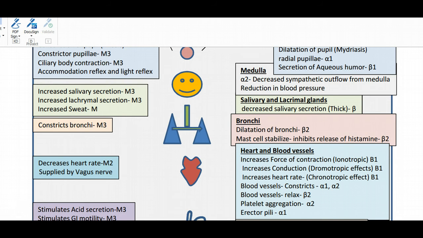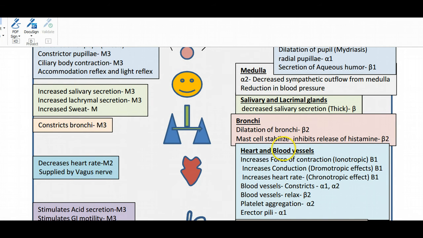Now let's discuss the effects of the autonomic nervous system on the heart. In the heart, the parasympathetic nervous system is mainly mediated by M2 receptors, supplied by the vagus nerve. And here, the parasympathetic nervous system causes a decrease in heart rate. The effect is mainly mediated by the vagus nerve.